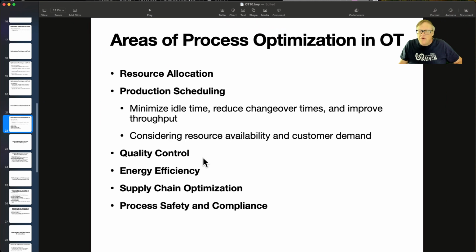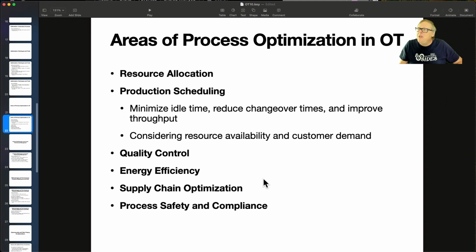Quality control, of course, to decide how perfect things have to be and how to make sure not too many products are outside your acceptable range. Energy and supply chain optimization is a real big one. Since the pandemic and the failure of the Chinese supply chain that everybody was depending on, now people are rethinking all their plans for supply chains.